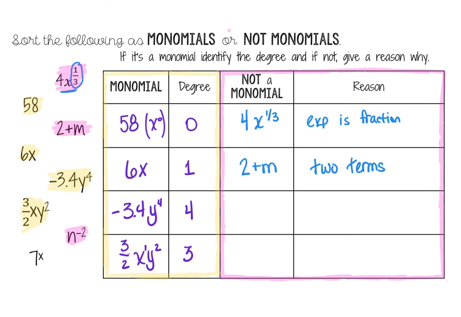0, 1, 2, 3, 4, 5, right? Whole number. So my exponent has to be a whole number. What is my exponent here? Negative 2. Is negative 2 a whole number? No, it is not. It is an integer, okay? And so this one, x to the negative 2, is not a monomial because my exponent is negative here.